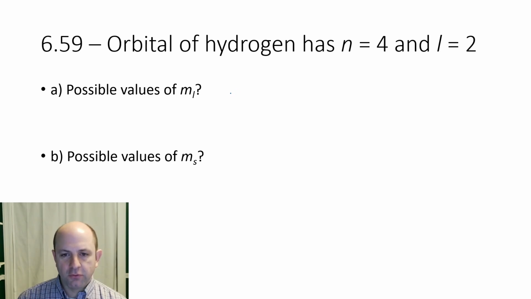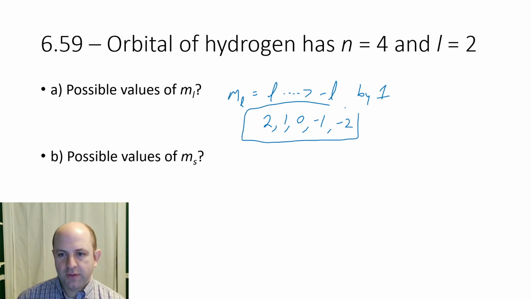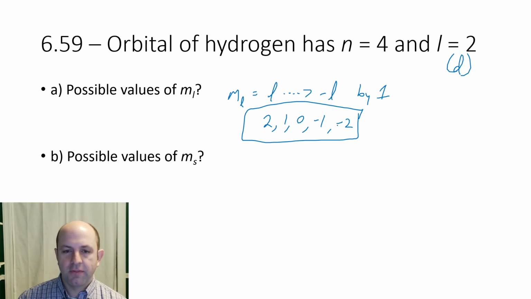Well, first let's review the rule. M sub L is allowed to go from L all the way down to negative L by ones. Put 1 there so we know the difference there. So if L equals 2, that means we can go with 2 or 1 or 0 or negative 1 or negative 2. So that's our set of 5 that we could be, and that actually helps confirm that L equals 2 is supposed to be a d orbital. Well, yeah, there's 5 d orbitals, and look, there's 5 possible values. That checks out.